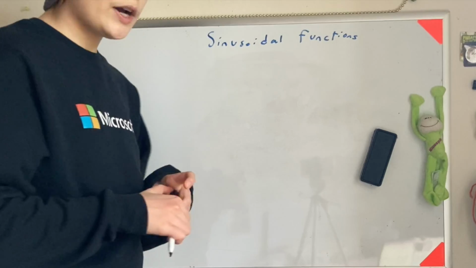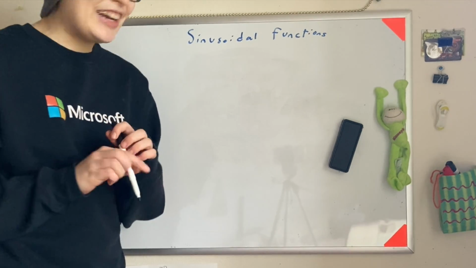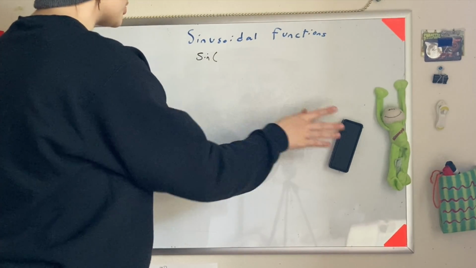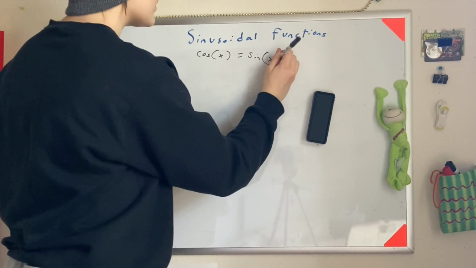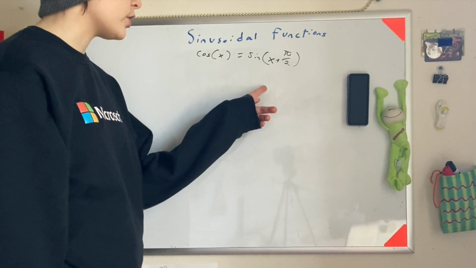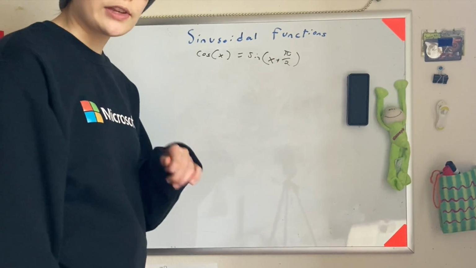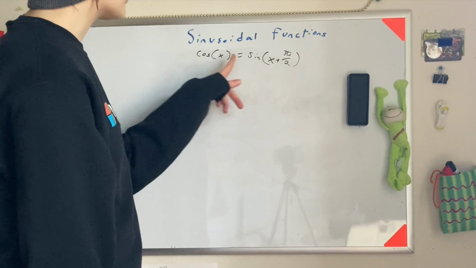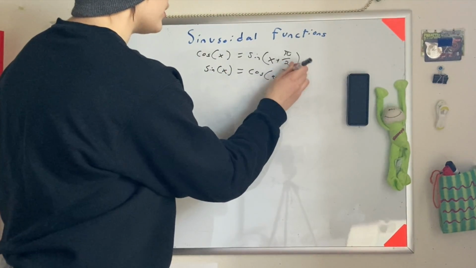Now, how can we convert between sine and cosine functions? Well, I'm glad you asked. We know from trigonometry that cosine of x is equal to sine of x plus pi over 2. So if we want to turn any cosine function into a sine function, all we have to do is add this horizontal translation of left by pi over 2. The reverse is true. If we're going from sine to cosine, it would be x translated to the right by pi over 2.